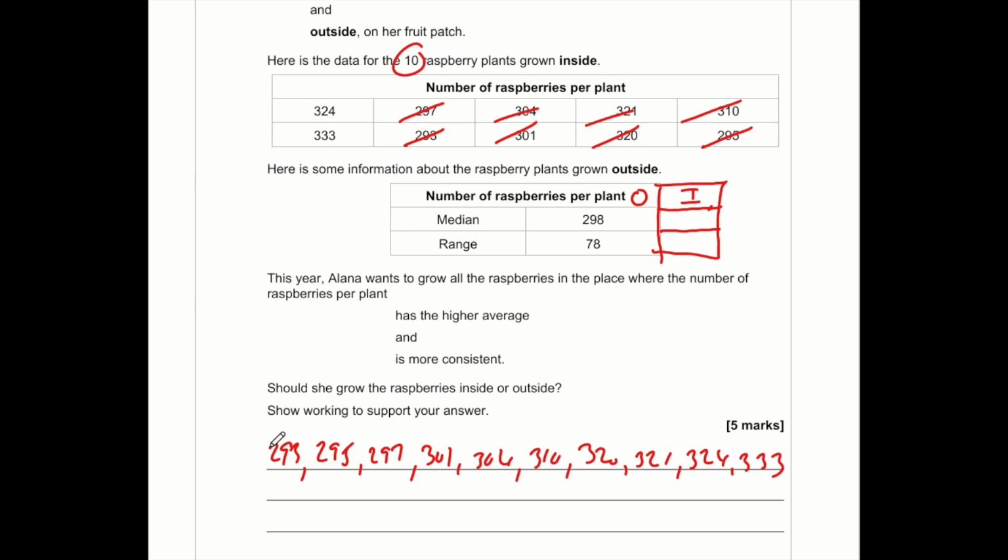Okay, so to find the median, I'm going to cross off from each end until I get 1 or maybe 2 in the middle. Let's repeat the process a third time and a fourth time. Now, unfortunately, we've got 2 in the middle, not 1 in the middle. So there's still a bit more work to do. The reason why there's 2 in the middle is because we've got an even number of values. If there'd been 9 or 11 raspberry plants, an odd number, we would have got 1 in the middle.